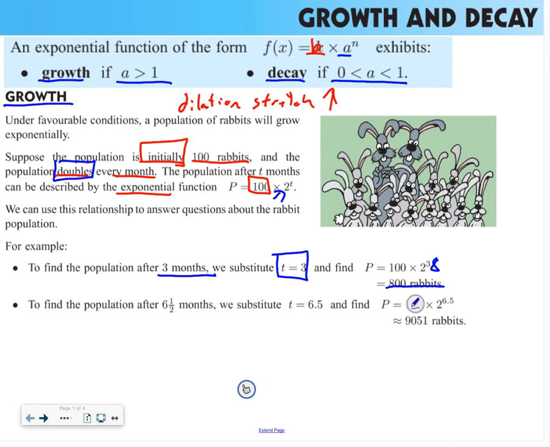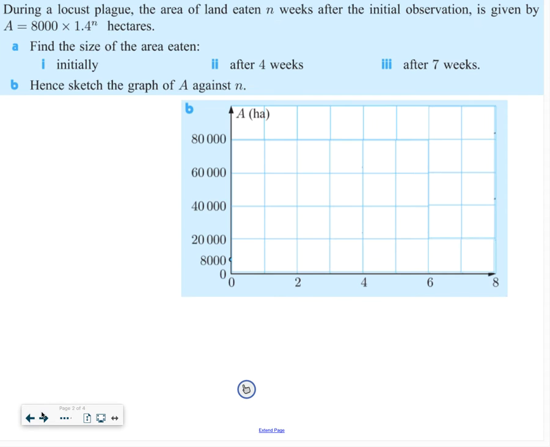We can also do it for partial months using the equation. So if t equals 6.5, we can put 6.5 into the equation, and we can see that 2 to the 6.5 is 90.51. Times that by 100, and we get 9,051 rabbits after 6.5 months. So growing very quickly.